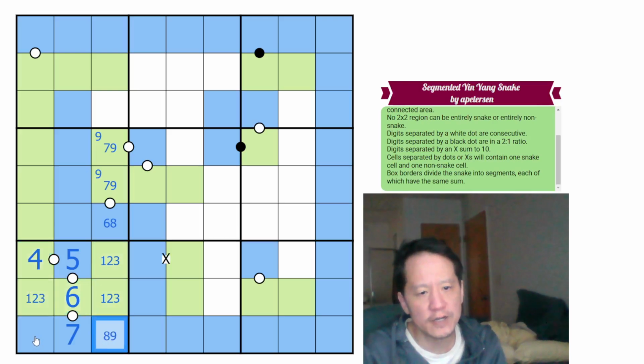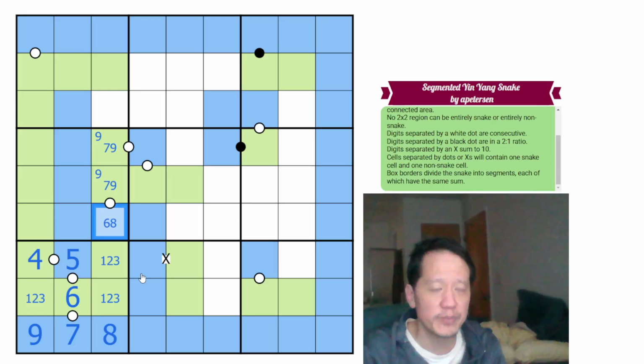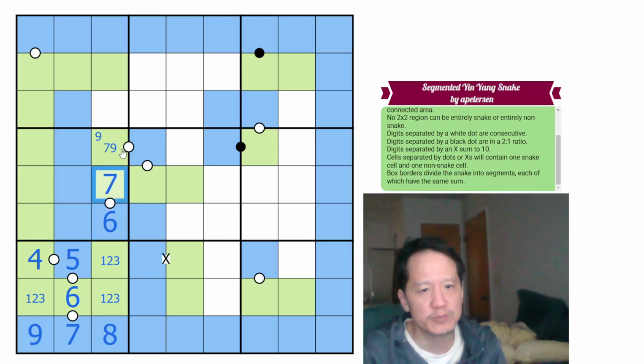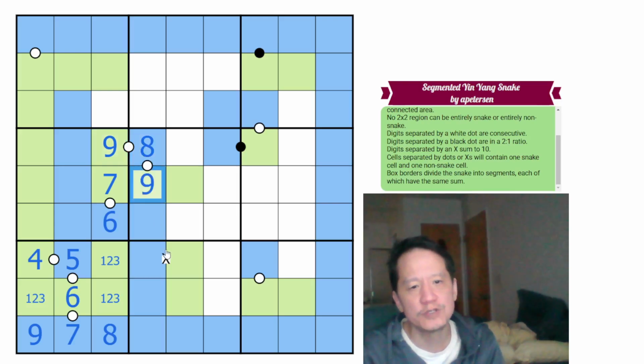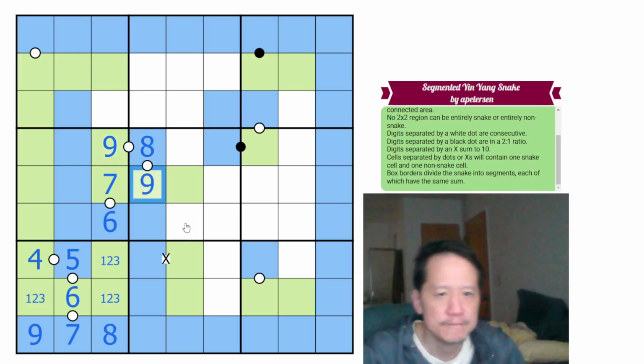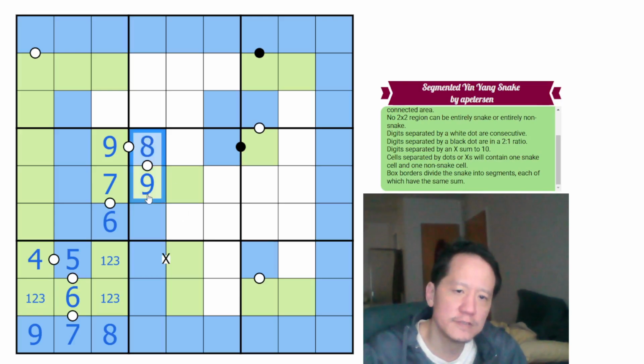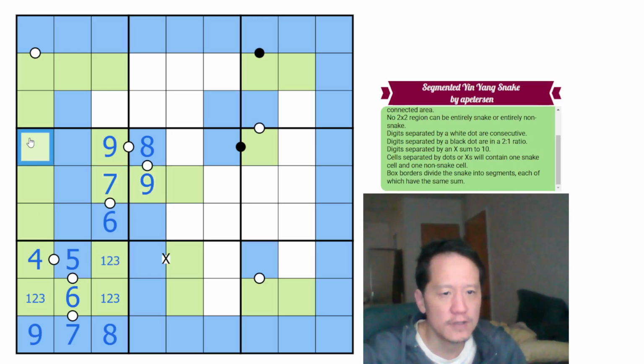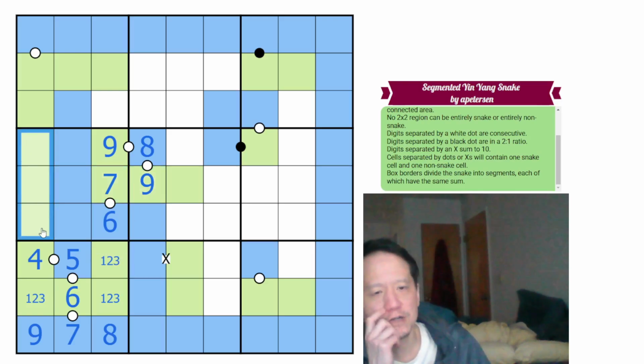This is 8 or 9, and this is 8 or 9, but this can't be 9. Therefore, this is 8, which makes that a 9. This can't be 8, so this must be 6, which must be consecutive with 7, which makes that a 9. This must be 8, so this has to be a 9, because this is consecutive, but it can't be a 7 here. These 3 add up to 16 also.